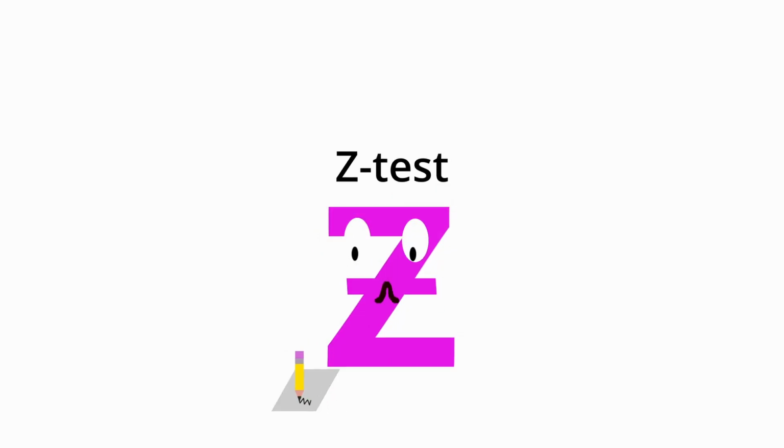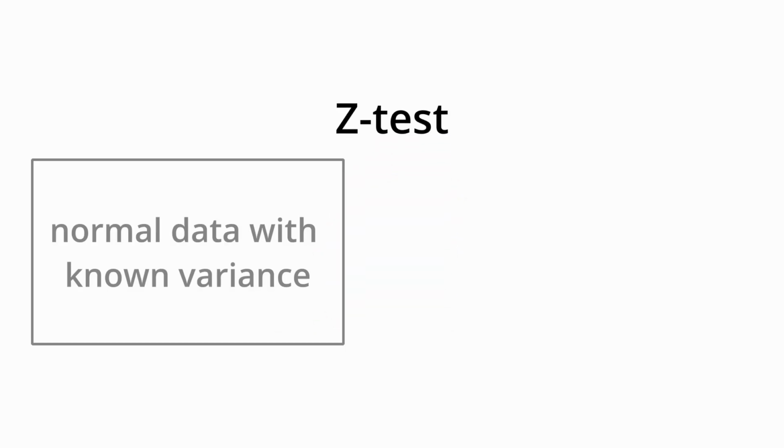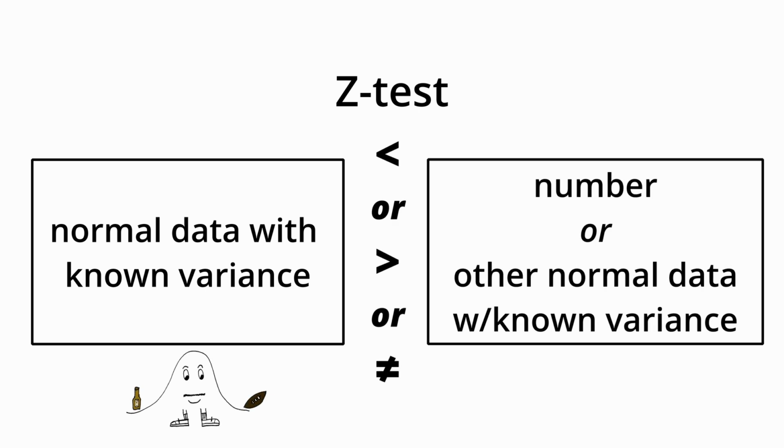Okay, so the first scenario that a student in an introductory stats class would want to make sure a variable is normal in is when performing what's called a z-test. The purpose of a z-test is to compare the mean of a normally distributed variable with a known variance to a fixed value, or possibly the mean of another normally distributed variable whose variance we also know. Essentially, what we want to know is if we consider one value to be less than, greater than, or maybe just not equal to another value.